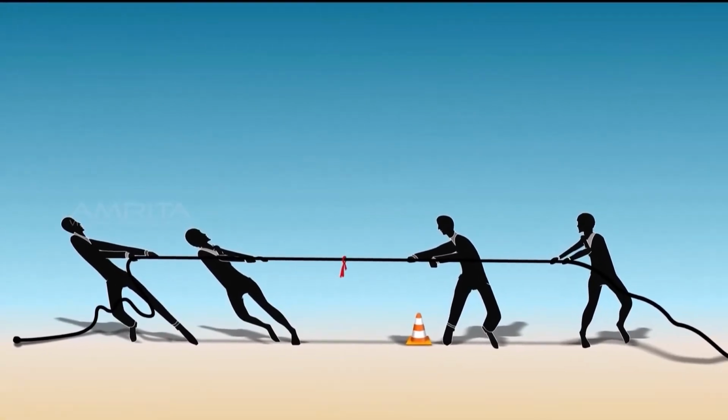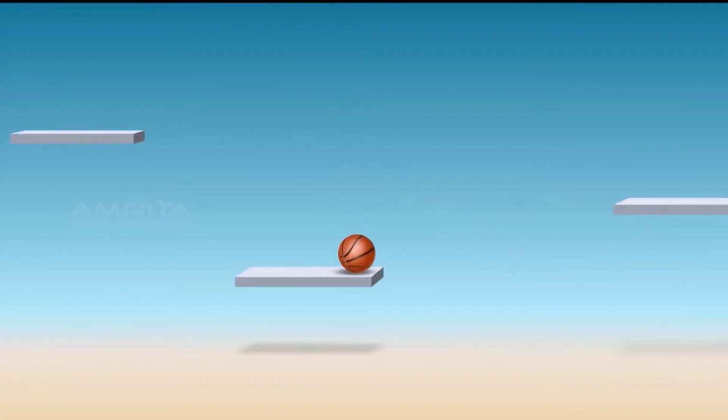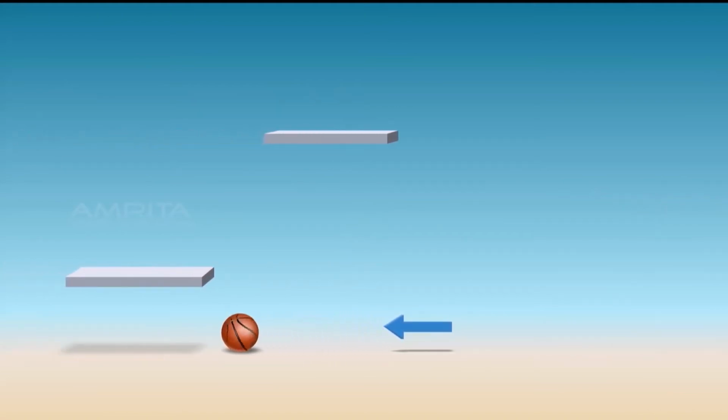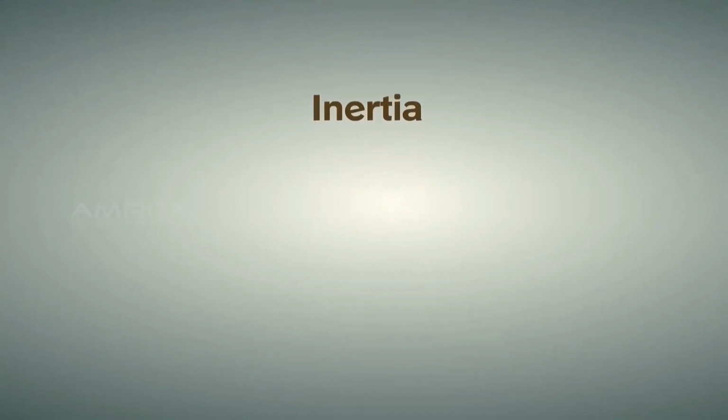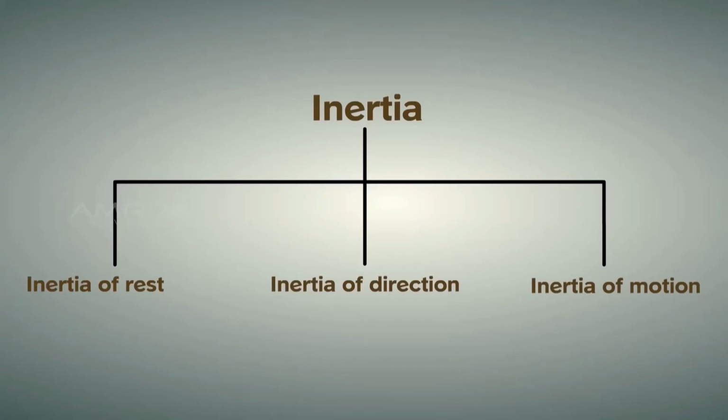If one of the teams lets go of the rope, the opposite team falls backwards. This tendency to fall backwards despite letting go of the rope is due to inertia. That is, if an object is at rest, it tends to remain at rest, and if it is in motion, it tends to stay in motion. This property of an object is called its inertia. Inertia can be classified into three categories: inertia of rest, inertia of direction, inertia of motion.